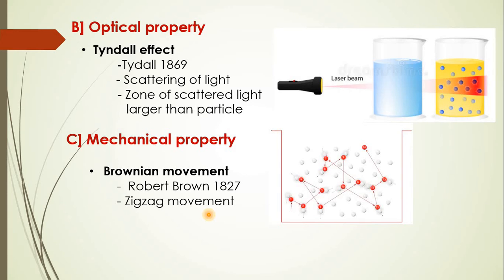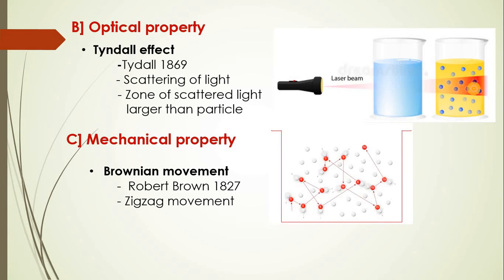It was observed in the Tyndall effect that the zone of scattered light is much larger than the particle size itself. This is why colloidal particles look like bright spots when viewed with a microscope at right angles to the beam of light, and this is shown in the diagram. Thus, the Tyndall effect may be defined as the scattering of light by colloidal particles present in the colloidal solution, right?